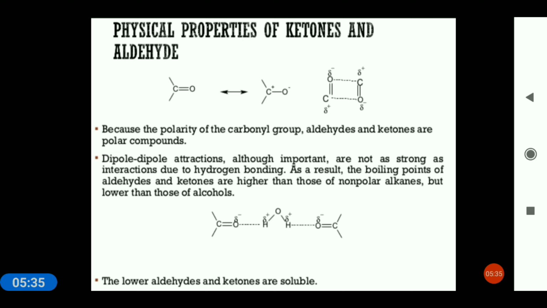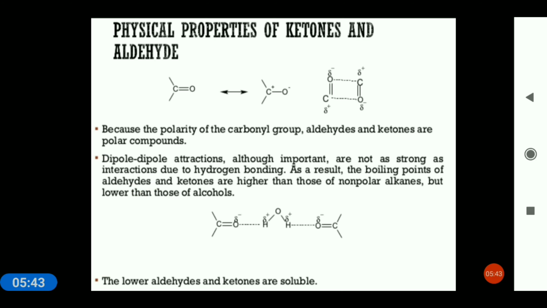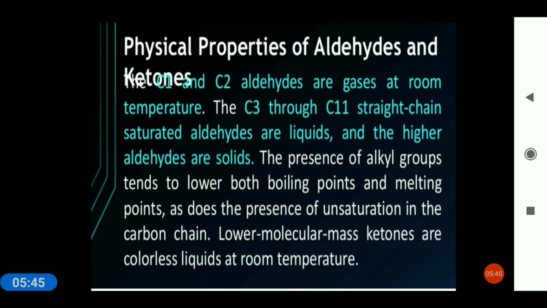It means the boiling points of alcohols are more. Lower aldehydes and ketones are soluble, as in the lower aldehydes and ketones, few hydrogen bondings can exist. So aldehydes C1, C2 are gases at room temperature, C3 to C11 are liquids. The straight chain saturated aldehydes are liquid, and the higher ones are solids.